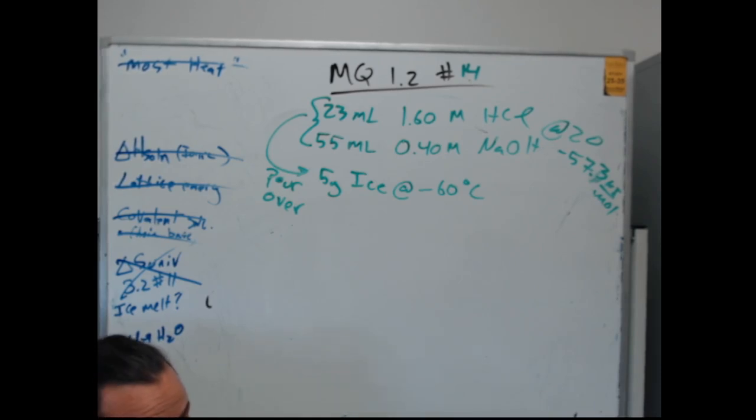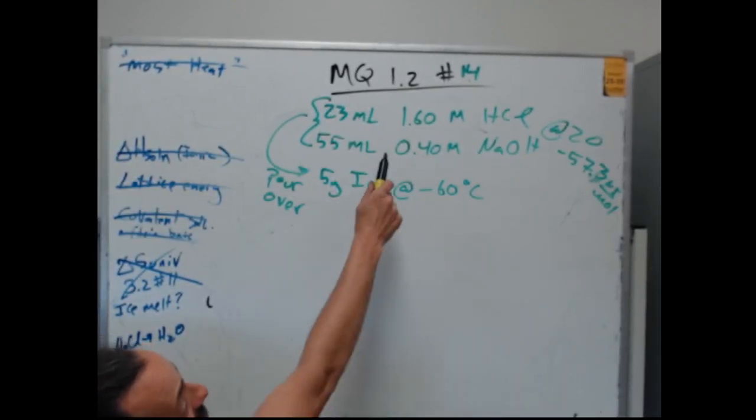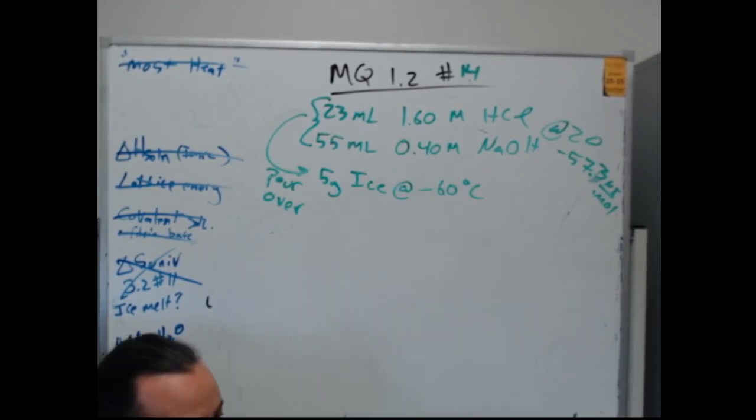Which 4 are you thinking of? Or give me one of the 4 you're thinking of. Okay, who's got a Q? Wait, is the question like you're mixing everything together? Yeah, so we're going to mix these 3 things together. We're going to mix the HCl with the NaOH and the ice.